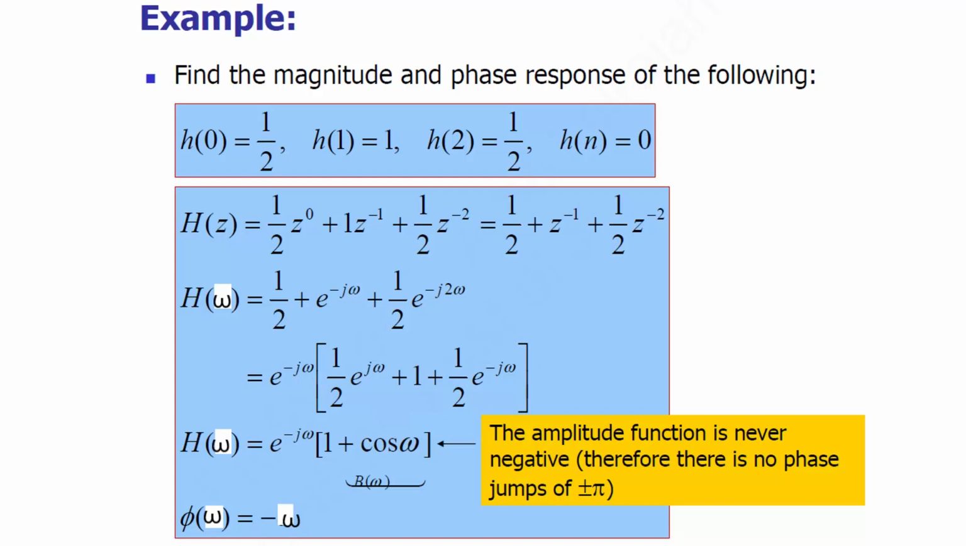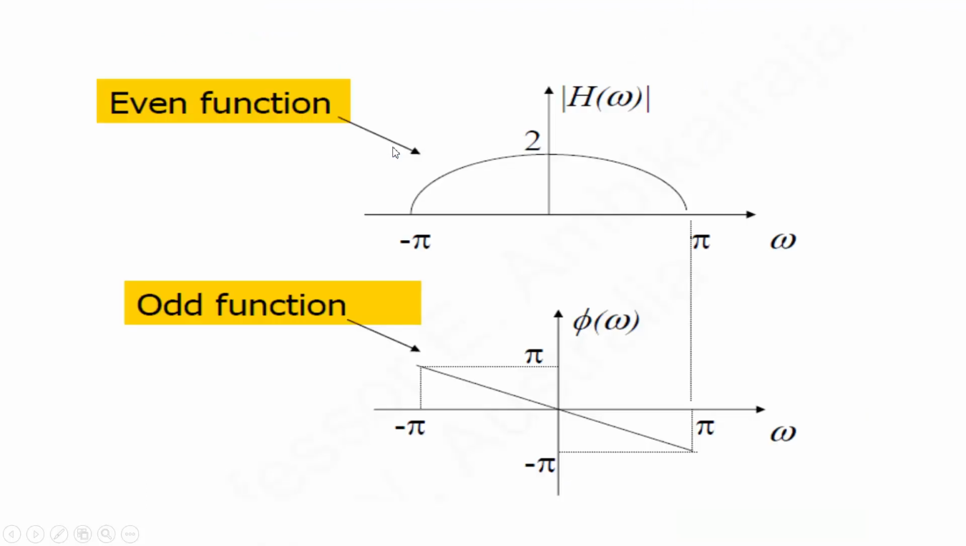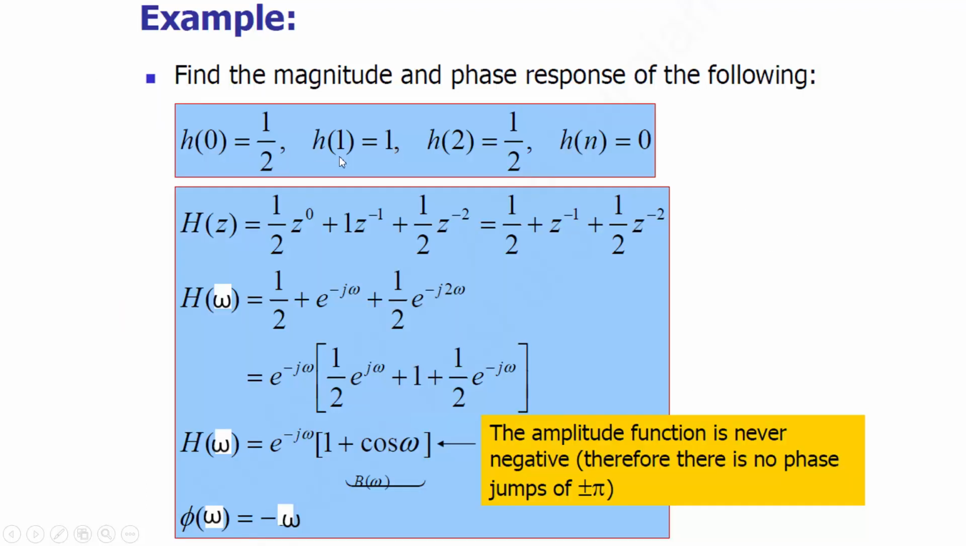Today we will discuss the phase and the magnitude response of the transfer functions. To explain that further, let's take one example. The system has a sample value of 1 by 2 at n equal to 0, 1 at n equal to 1, 1 by 2 at n equal to 2, and the rest of the values are all zeros.